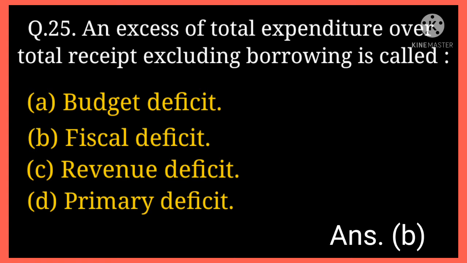Now the question number 25, what is the excess of total expenditure over total receipt excluding borrowings? Means borrowings को छोड़कर receipt से जितना भी total expenditure excess है उसे क्या कहते हैं? Answer is fiscal deficit, that is B.